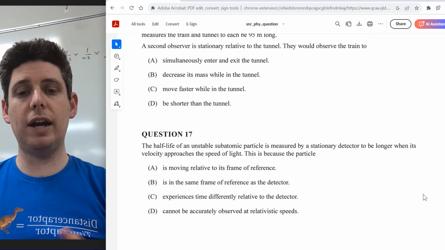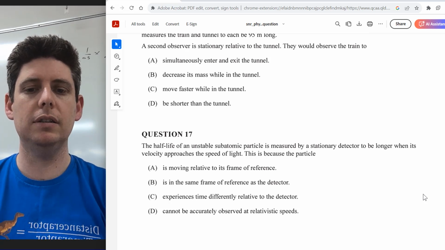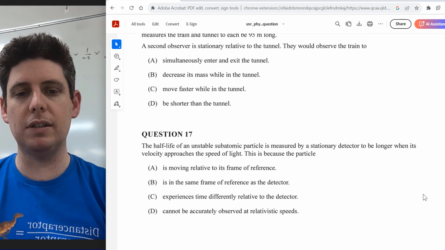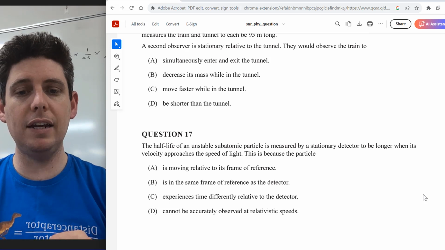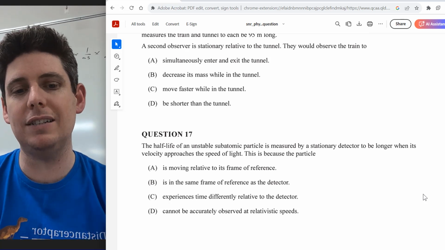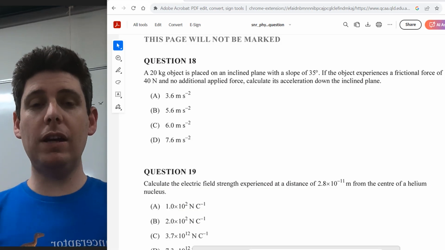So A isn't correct. It's not really explaining why this is happening. B, it's not in the same reference frame as the detector. They're in different reference frames. And D, that doesn't answer the question. You can observe things at relativistic speeds. So C is correct.